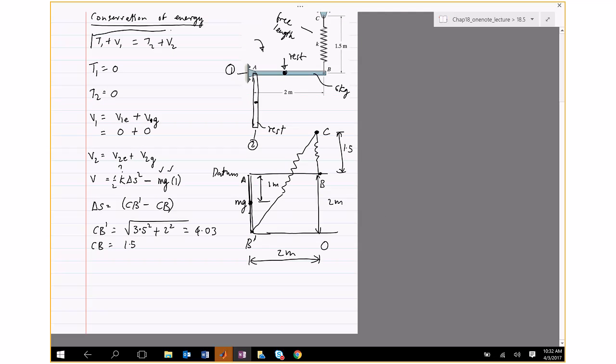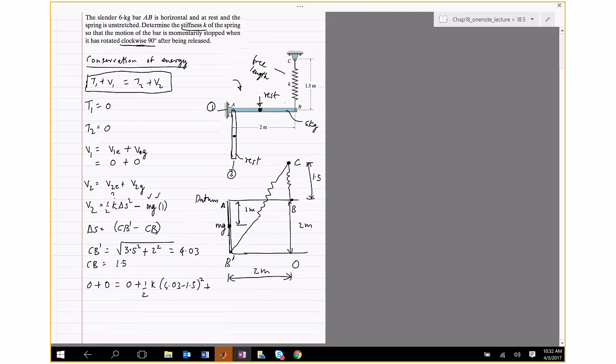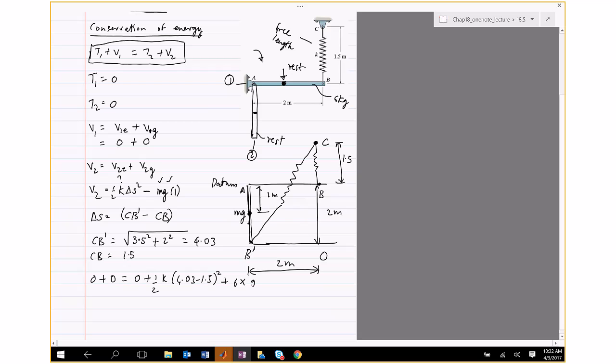So this is the conservation of energy. T1 is 0, V1 is 0, T2 is 0, V2 is this thing here. It's half K times (4.03 minus 1.5) squared plus mass, which is 6 kg, so 6 kilograms times 9.81 times 1. I think I'm missing a sign, so this is negative. Okay, so everything except K is known in this equation, so we can solve for K. It's 18.53 Newton per meter.